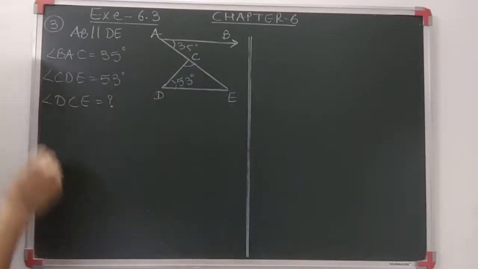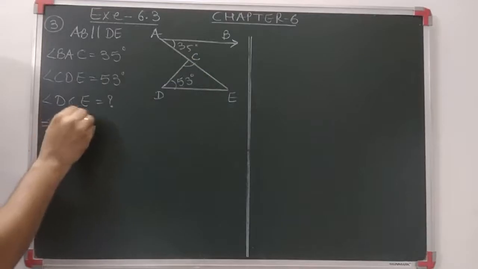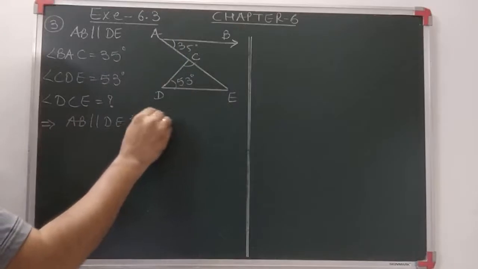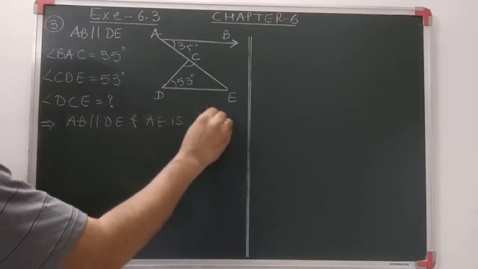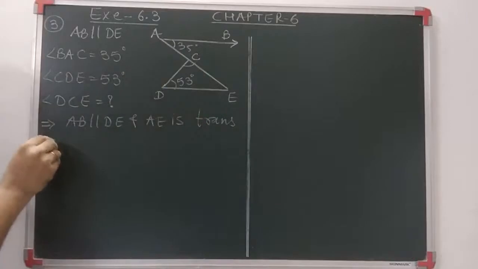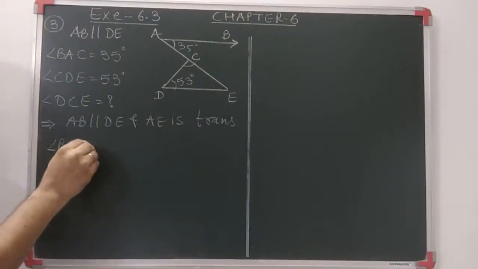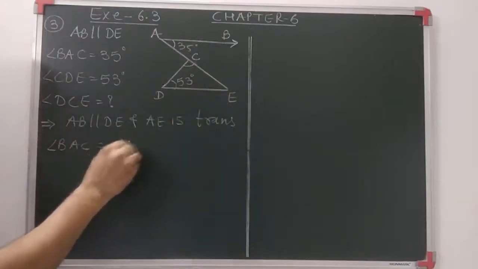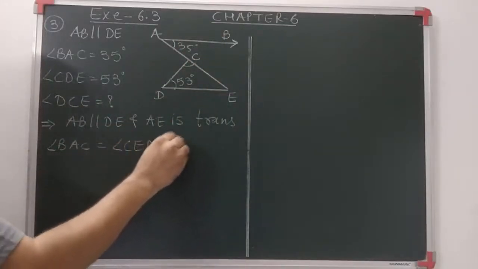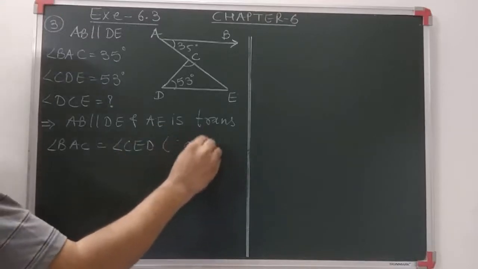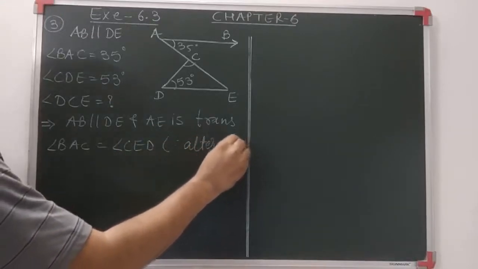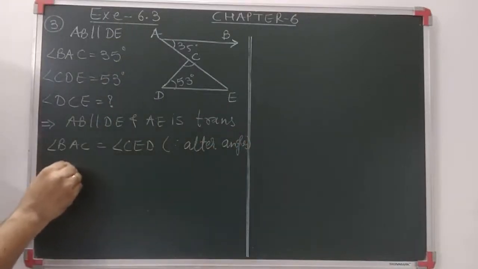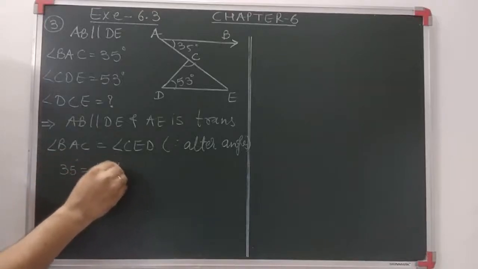So here from the diagram we can say that as AB is parallel to DE, and we can say that AE is the transversal. So we can see that angle BAC and CED are forming a pair of alternate angles. So they must be equal. They are alternate angles, so they are equal. So BAE, which is 35 degrees, obviously CED is also 35.